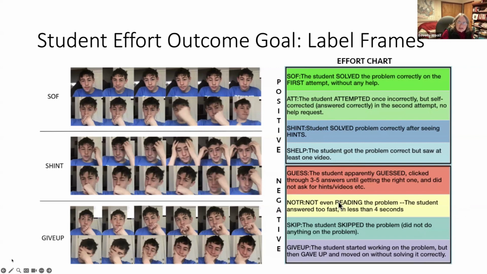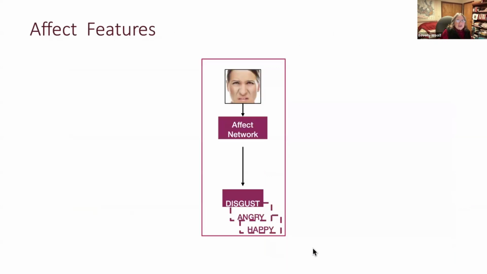And these we say are the negative. He guessed. He didn't even read it. We think he went too fast. He skipped and he gave it away. He gave up on it. All right, so all this is being tracked for 30 minutes or so. And then the system makes a prediction.